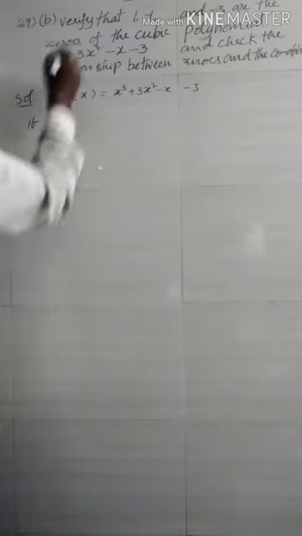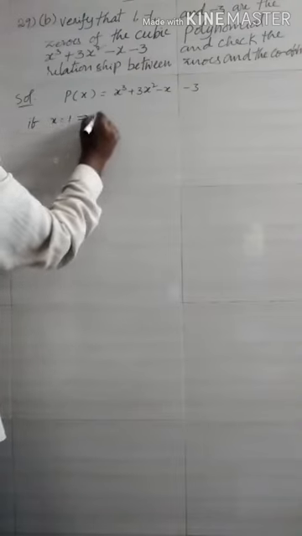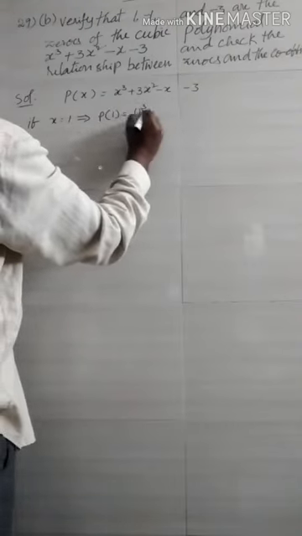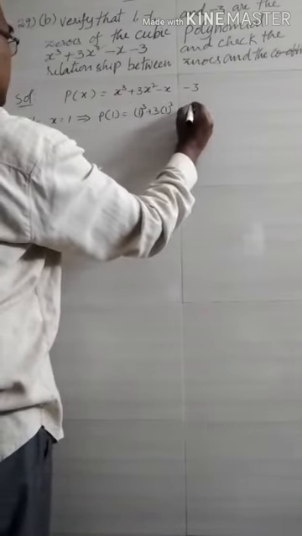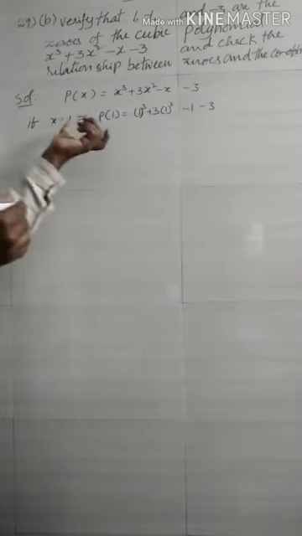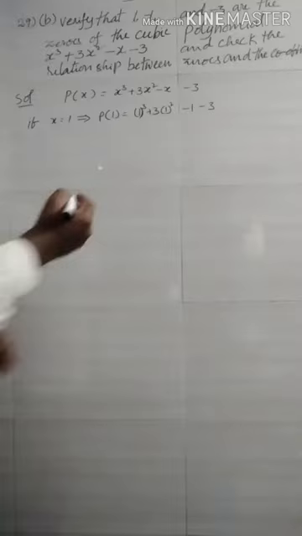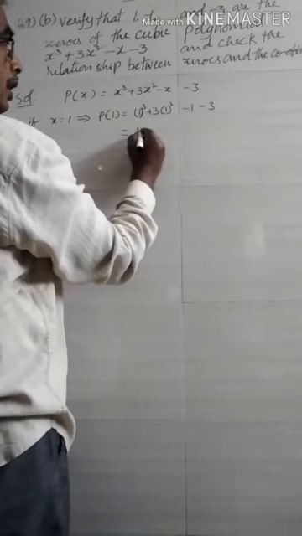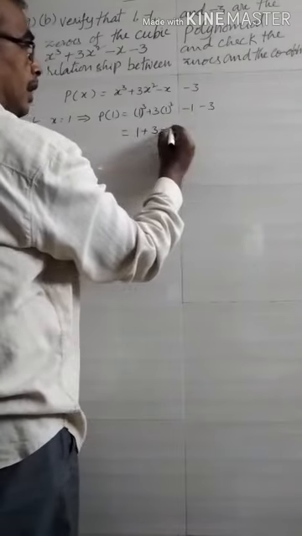If we take x is equal to 1, p of 1 is equal to 1 cube plus 3 into 1 square minus 1 minus 3. Here you may observe what we did here. We substitute the x value 1 in the given polynomial. Now you check what the value is. 1 cube means 1, 1 square means 1, 3 into 1 is 3, minus 1 minus 3.